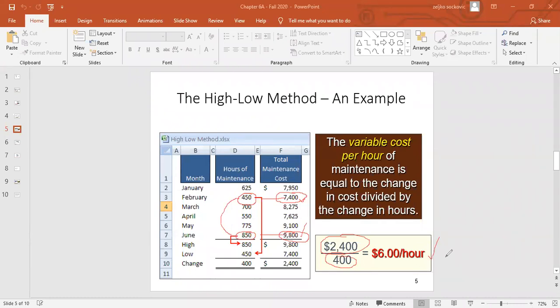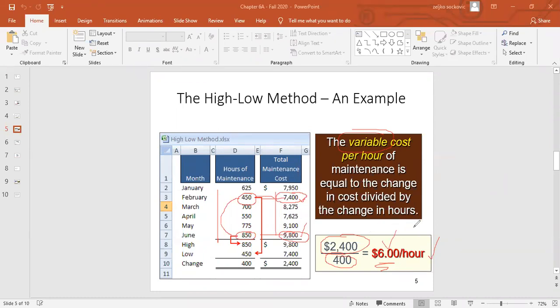Okay. Is this the answer now? Well, that's the answer just for the variable portion, right? And we said that this is not purely variable cost. So clearly $6 is not the whole answer. Clearly, we said here this would probably be closer to 12 if it were purely variable, just off the top of my head, but it's not.